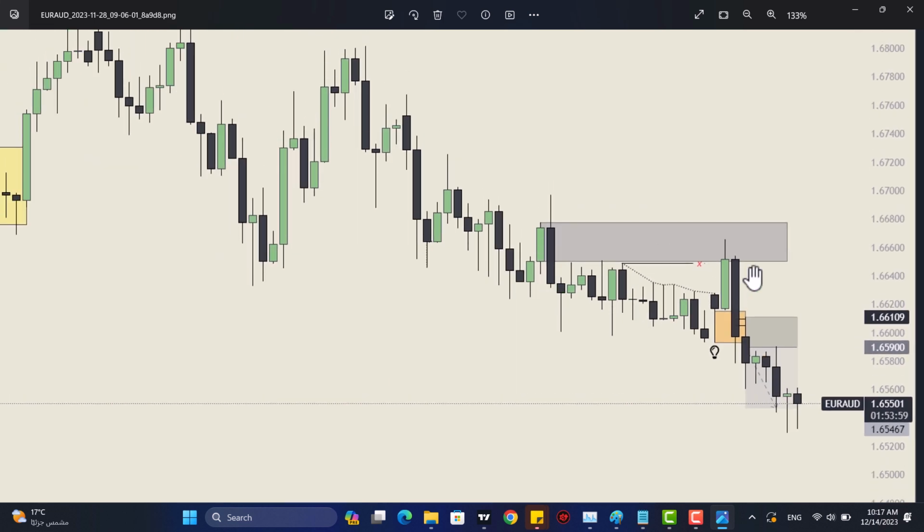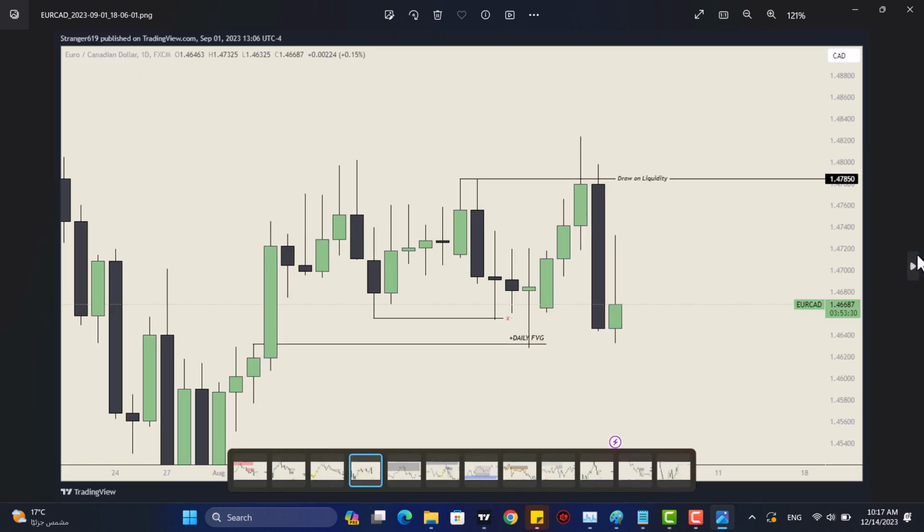You can notice that in all the examples, when you see the sweep right here, it is followed by an energetic move to the downside. So you know that this is smart money, right? Smart money is operating when you see this kind of moves to the downside or the upside after the liquidity sweep. Let's go to another example.